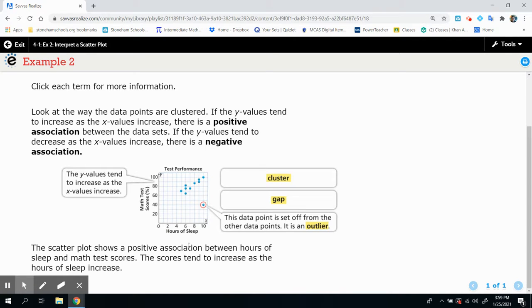The scatter plot shows a positive association between hours of sleep and math test scores. The scores tend to increase as the hours of sleep increase.